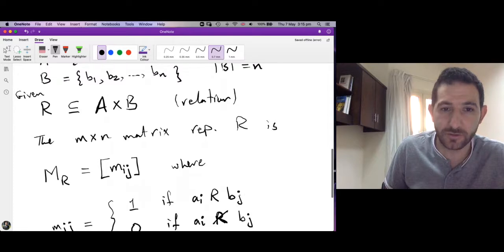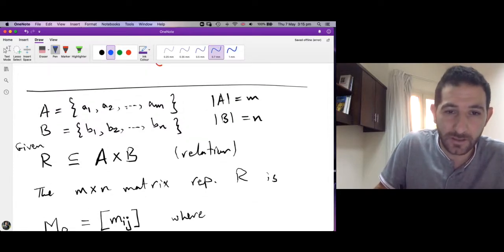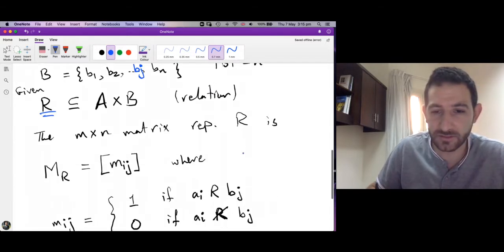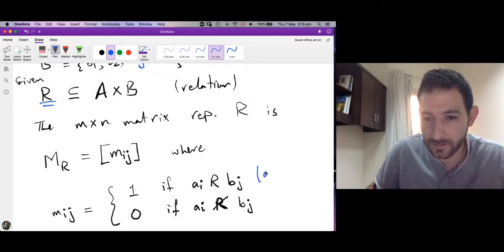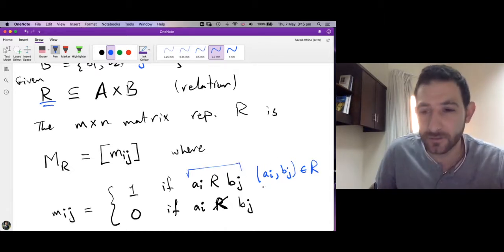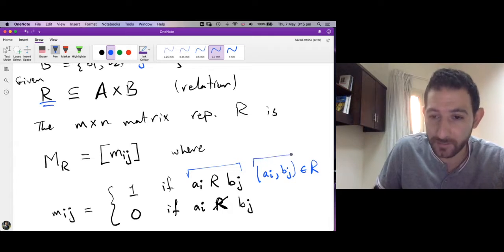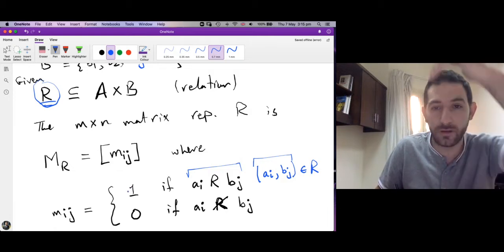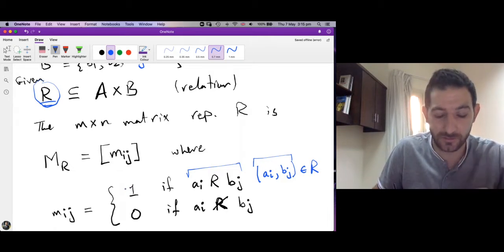Okay, this is what we did. So you choose here a_i and you choose here b_j, and if they are related in the relation R, note what does this mean? That the pair (a_i, b_j) is an element of the relation R. So this is the meaning of a_i related to b_j. If this pair belongs to the set R, the relation R, then we put 1 in the ith row and the jth column. If not, we put 0.